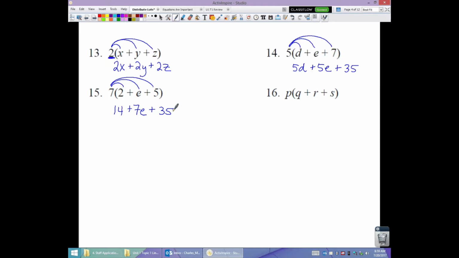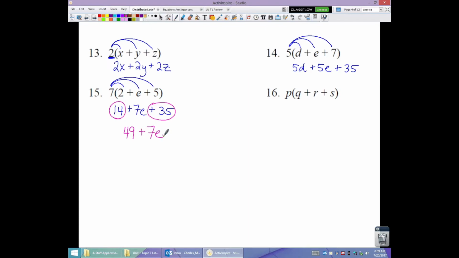Now I slipped this one in here intentionally to make sure you're watching. If it is possible after distributing to simplify further, then you have to do that. The expression is not simplified as is. We have 2 like terms here, the 14 and the positive 35. So 14 plus 35 is 49 plus 7e.